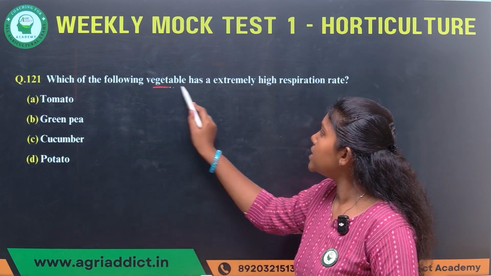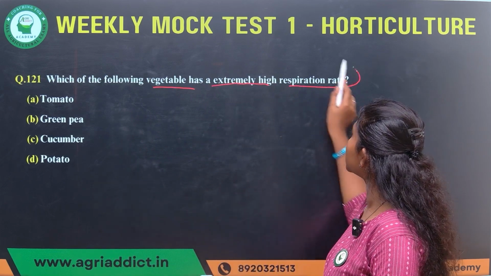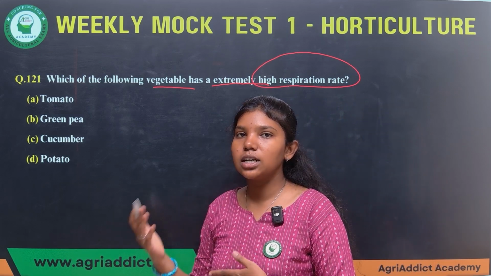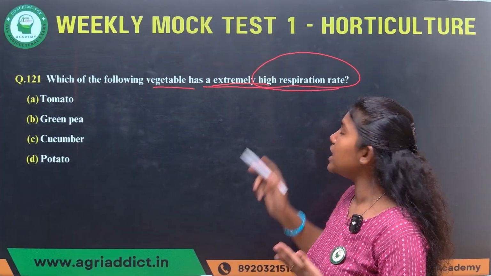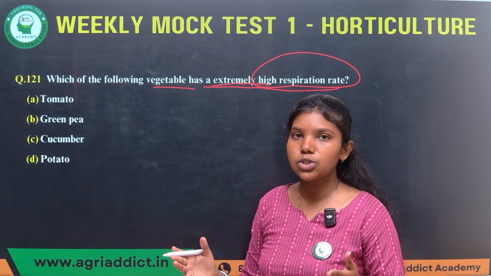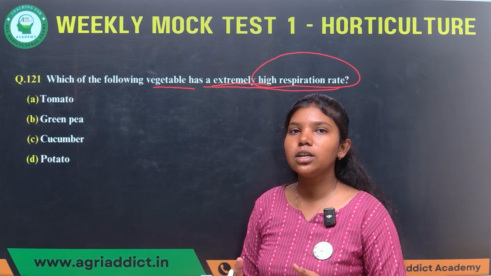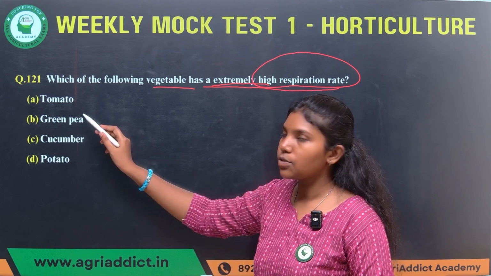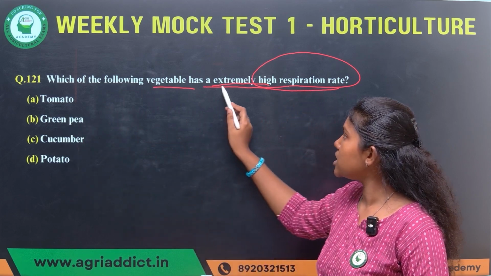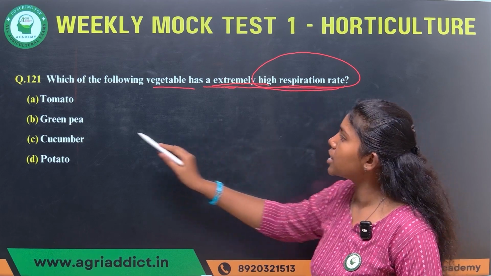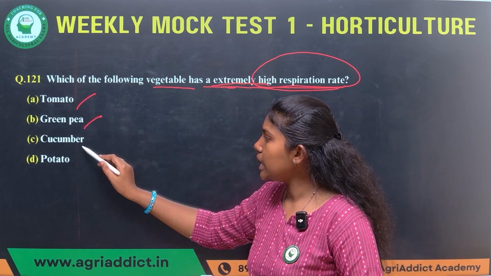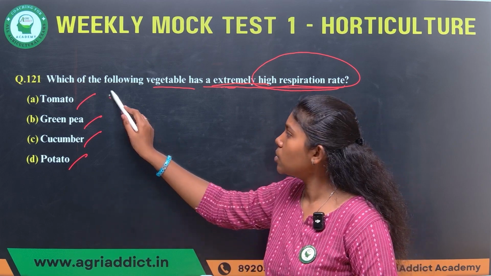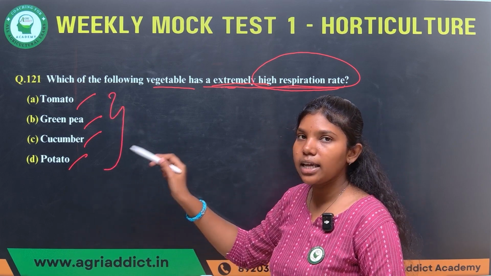Which of the following vegetable has extremely high respiration rate? As we saw in the questions earlier, a vegetable having extremely high respiration rate will have less storage life, and a vegetable having low respiration rate will have high storage period. Therefore, the question is, which of the following vegetable has extremely high respiration rate? Tomato, green pea, cucumber, potato. Of the options given below, comparatively which has high respiration rate?